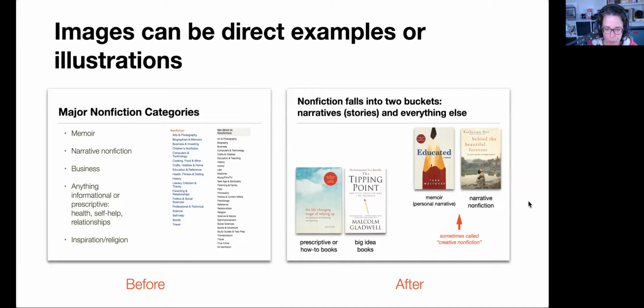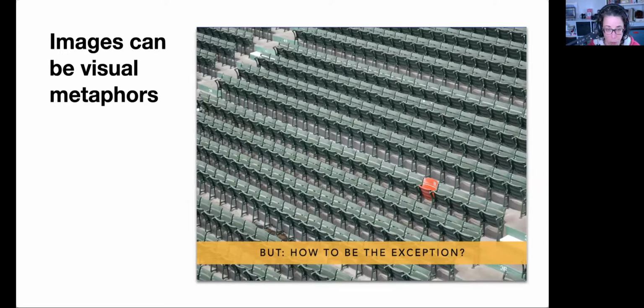Images can also be used as visual metaphors for what you're discussing. I have a talk that I give on learning to stay in the game, even when everything is telling you to quit or you're feeling defeated. And I talk about how you can be the exception, the person who makes it when so many other people drop out of the game. And so I found this image of a single red chair, I'm sure it's been photoshopped, in a sea of green chairs.